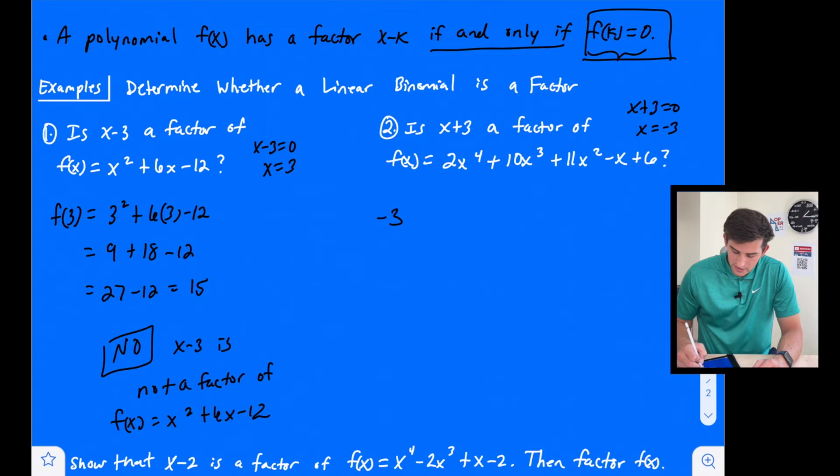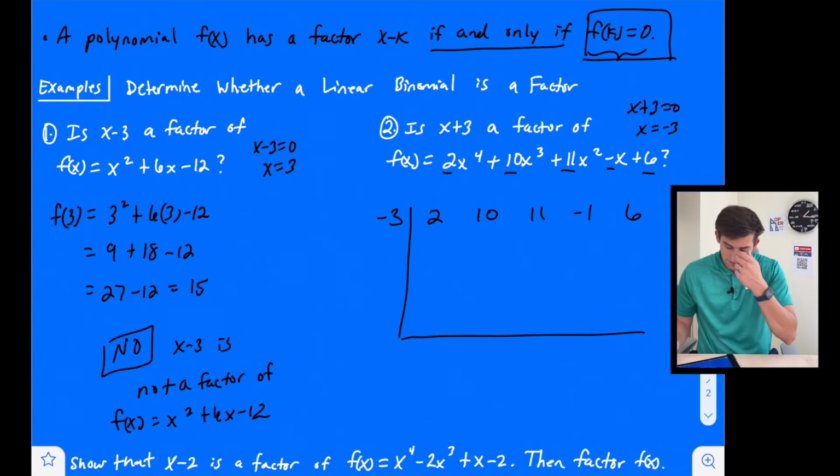So k would be negative 3. Now for synthetic division, we can set it up like this. And remember, we're going to put the coefficients of our terms and our constant across the top. So we have 2x to the 4th, 10x cubed, 11x squared, negative 1x, and we have our constant of 6. Remember our first term, we're just going to bring that down, so that's a 2.